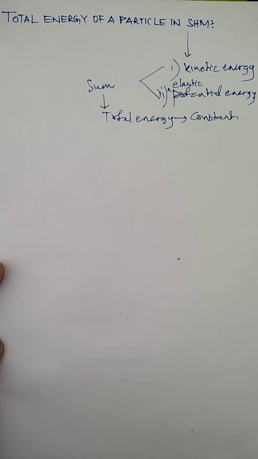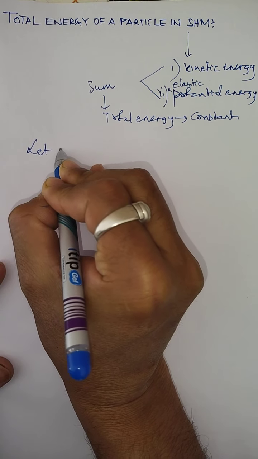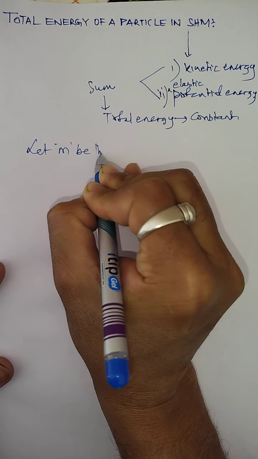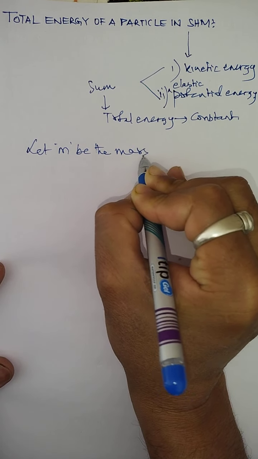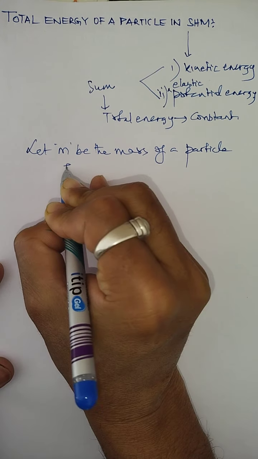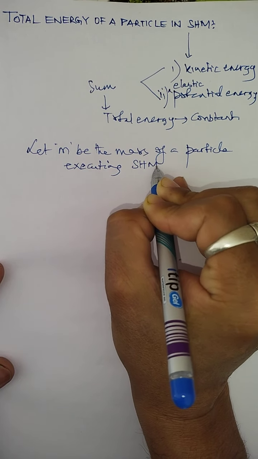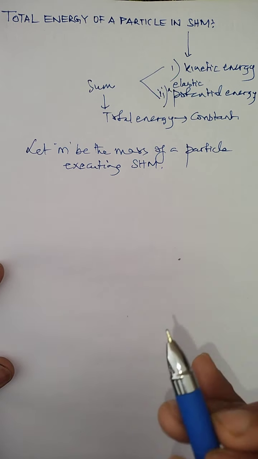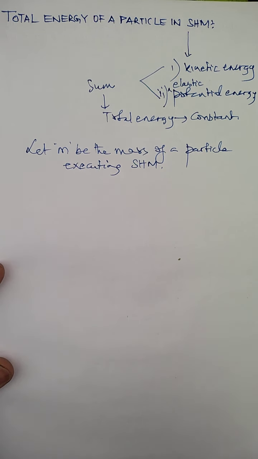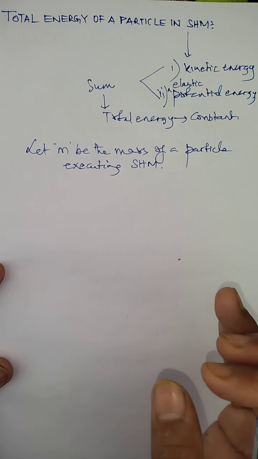But in order to measure this kinetic energy and potential energy, let me write the displacement equation of the particle in simple harmonic motion, because every particle has mass. Let M be the mass of a particle executing simple harmonic motion. Now the particle has a displacement, and I write this displacement in terms of the initial phase, also called epoch.